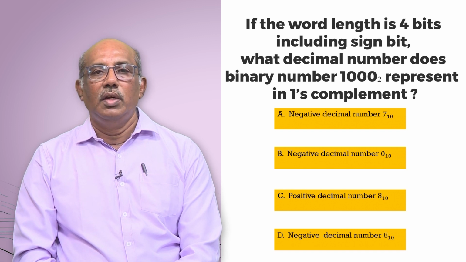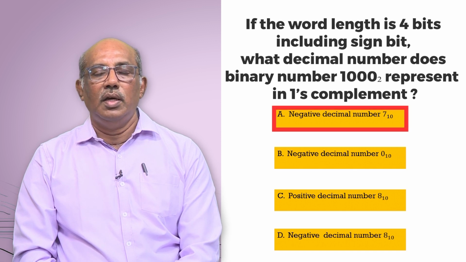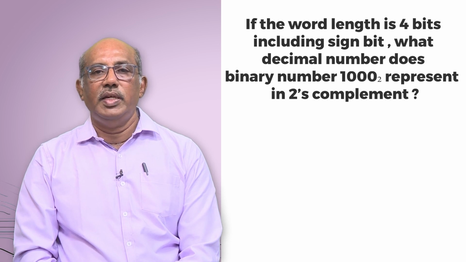Here the given number is 1 0 0 0. Therefore, it represents the decimal number 7 with the sign as minus, that is minus 7. Therefore, the right answer is option A. The next question: if the word length is 4 bits including sign bit, what decimal number does binary number 1000 represent in 2's complement?